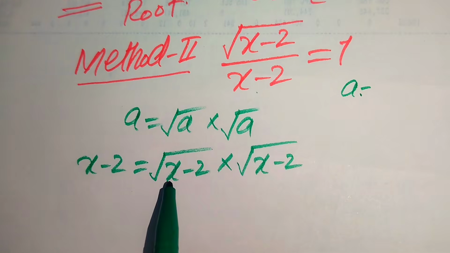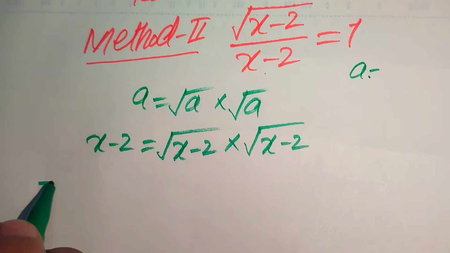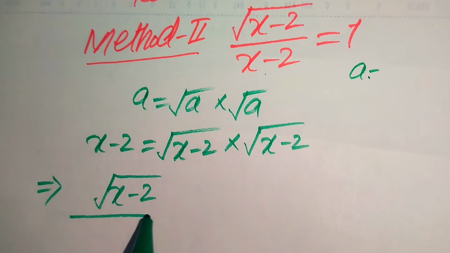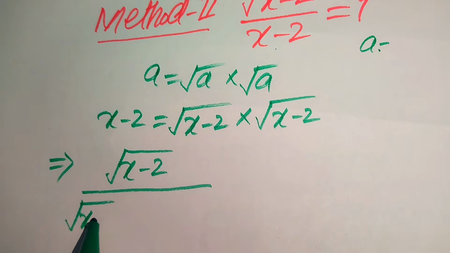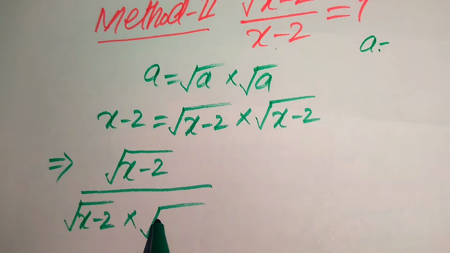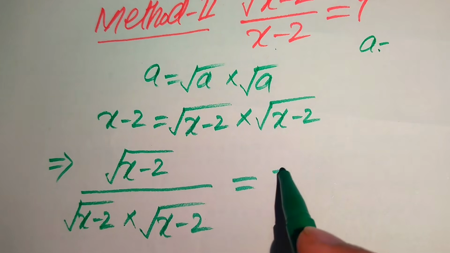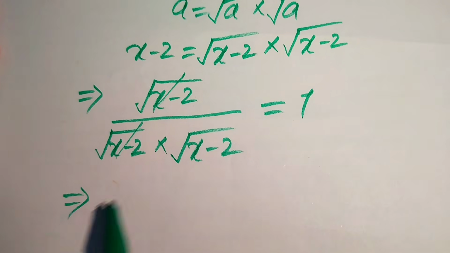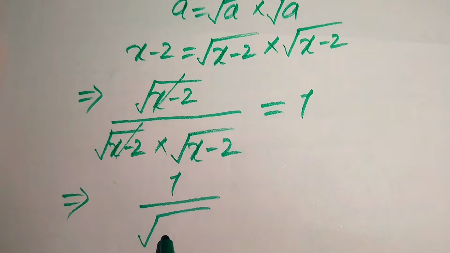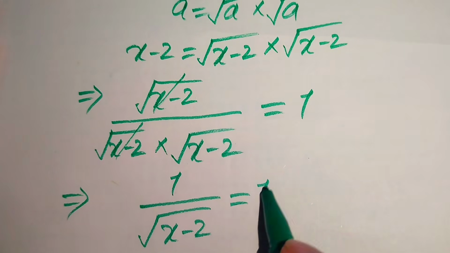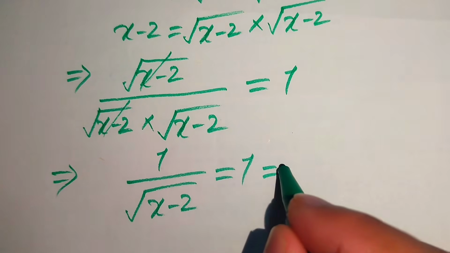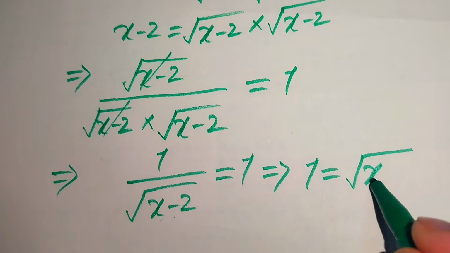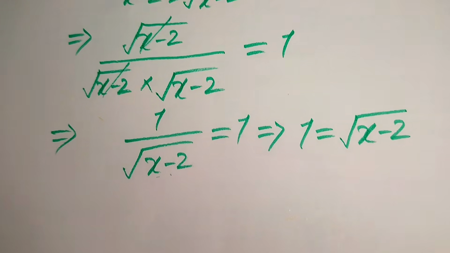So we replace this x minus 2 with this product, so that our given question statement is written in this form. This is square root of (x minus 2) divided by square root of (x minus 2) multiplied by square root of (x minus 2) equals 1. Further, this square root of (x minus 2) and this square root of (x minus 2) cancel, and we obtain here 1 divided by square root of (x minus 2) equals 1. So this implies that we move the square root of (x minus 2) to the right hand side, and we get 1 equals the square root of (x minus 2).